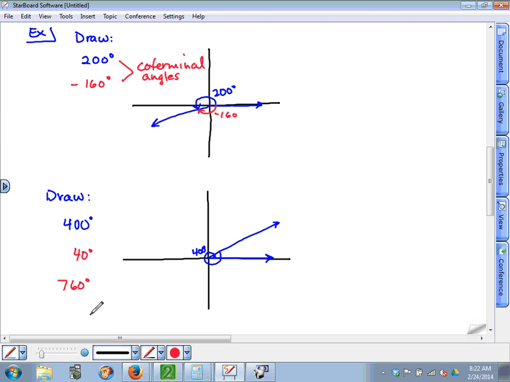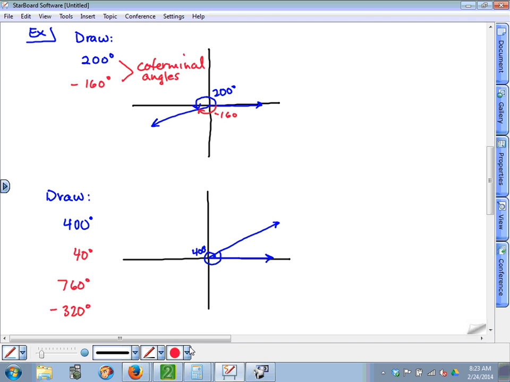How many potential coterminal angles are there for that? Infinitely many. Now those are just the positive ones. Couldn't we go negative as well? Does anybody know a negative, or has anybody thought of a negative one? Negative 320. There's also an infinite amount of negative coterminal angles. They're all measured differently, but they share the same terminal side.